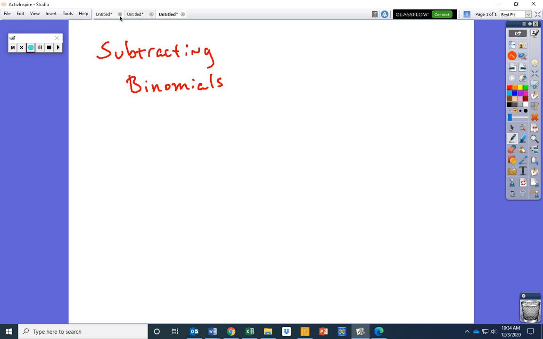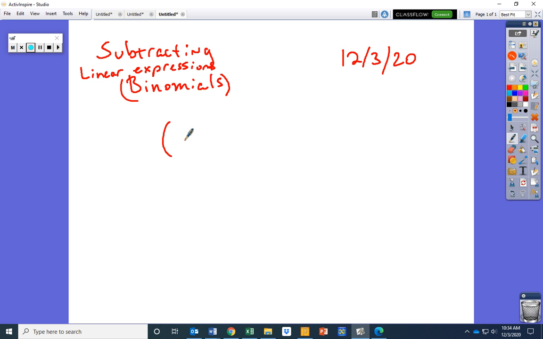Okay, and those are what we call linear expressions. So this is subtracting, I'm going to put this in here, linear expression, and these are also known as binomials, okay? So yesterday, when we did that assignment, let's talk about, first of all, what that looked like.